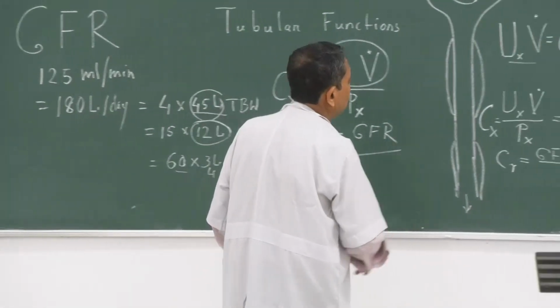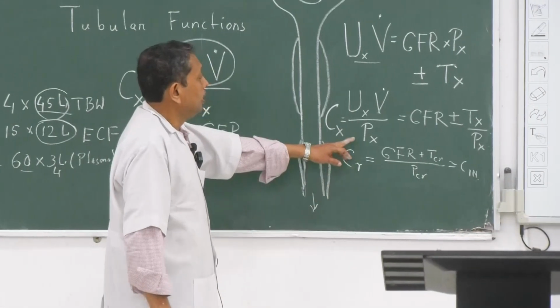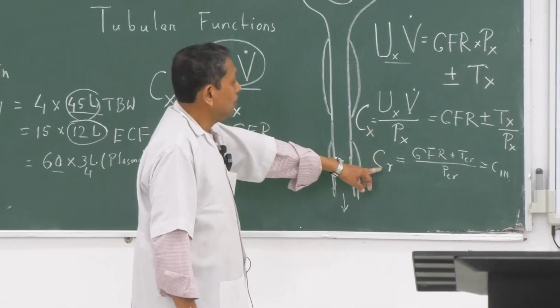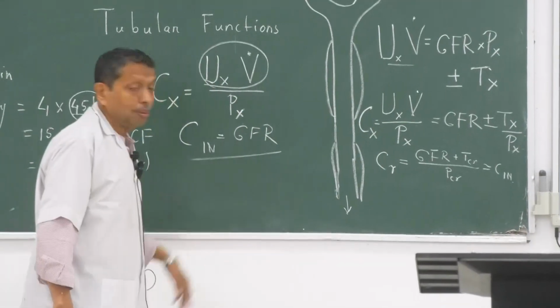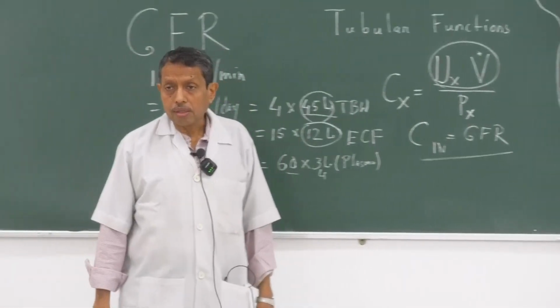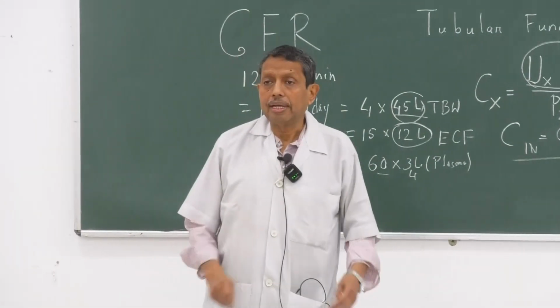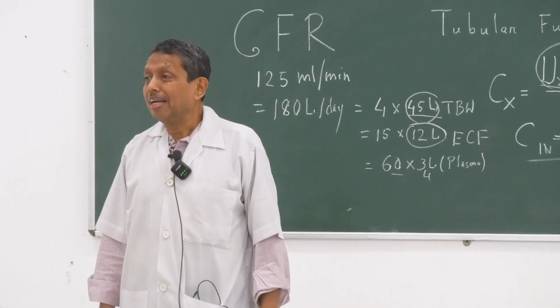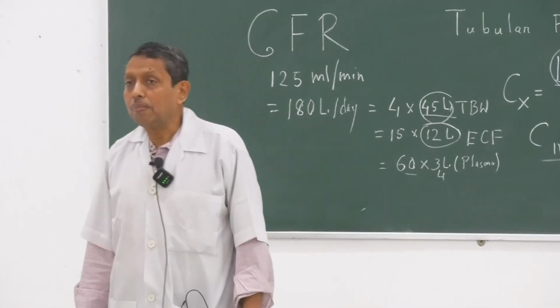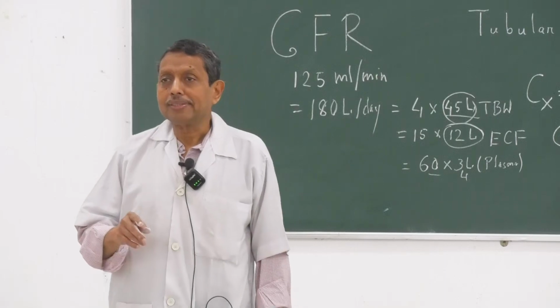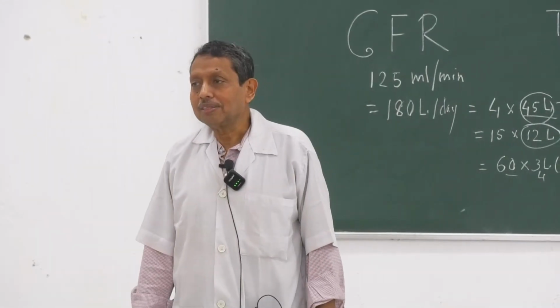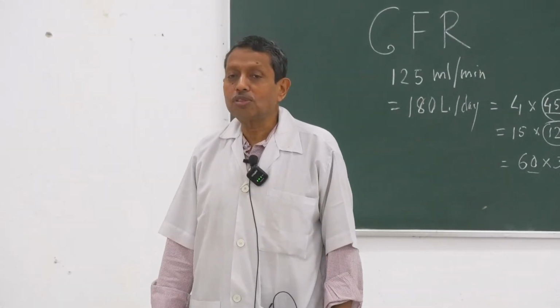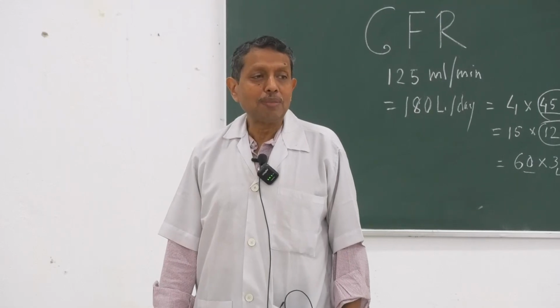Now, in this tubular function, GFR can be measured in this way. Renal plasma flow can be measured by the concept of clearance. And which substance is used for measuring renal plasma flow?